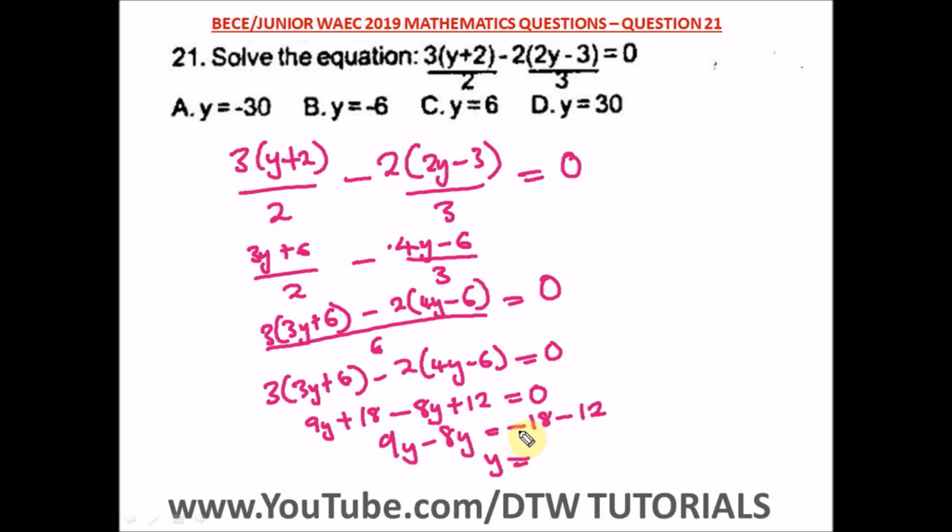So from here, 9y minus 8y will give us y, equal to, what is minus 18 minus 12? We're going to add 18 to 12, which will give us 30, and we're going to keep the negative sign. So we have minus 30. So minus 18 minus 12 is minus 30. So y is equal to minus 30. This is our answer, and our right option here is option A.